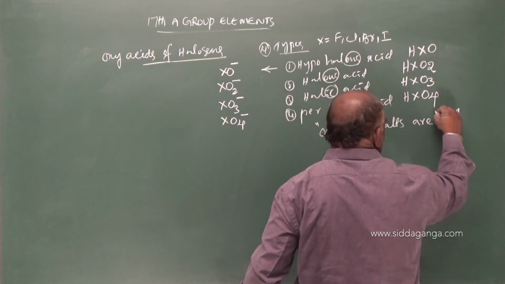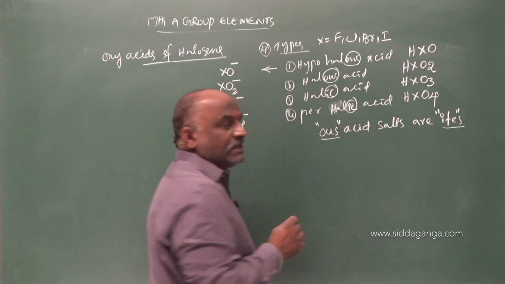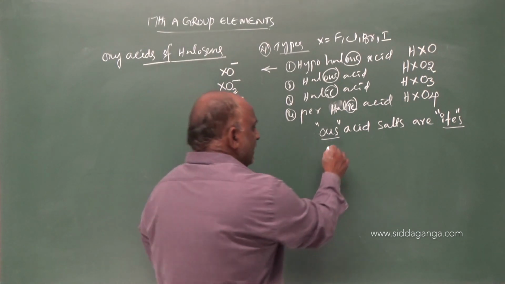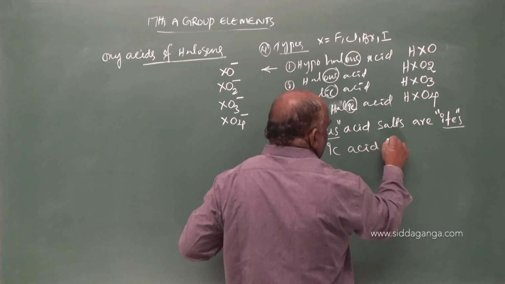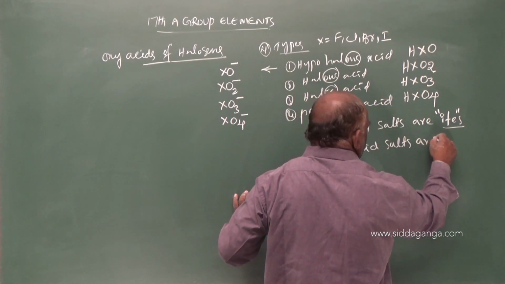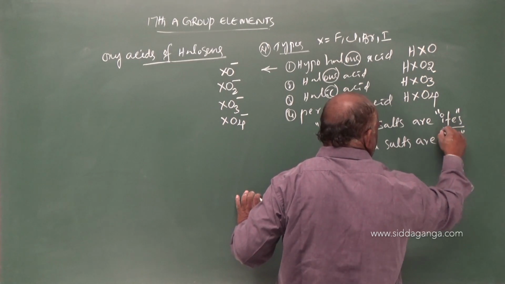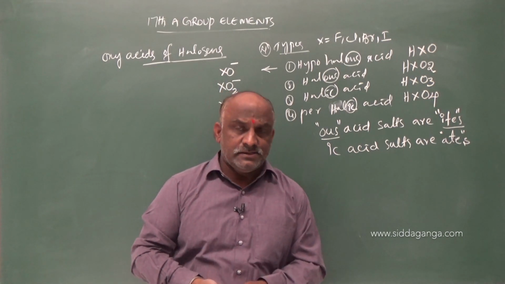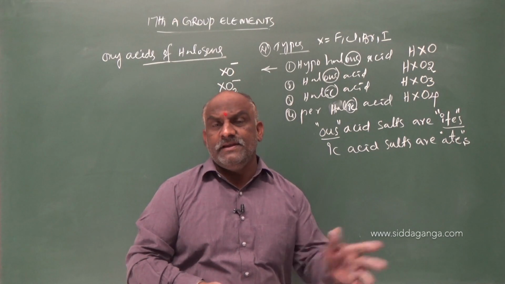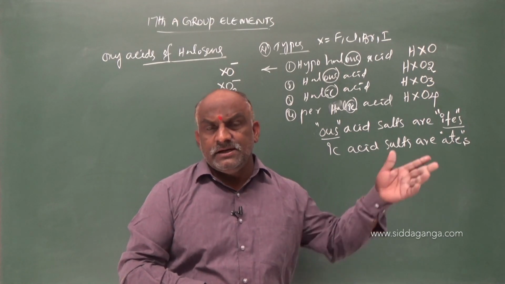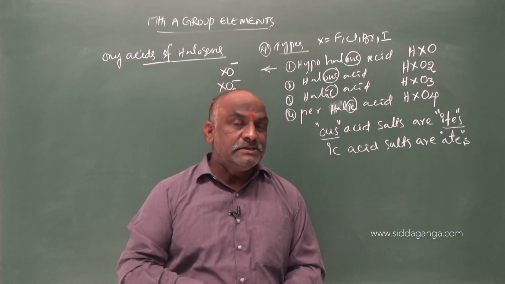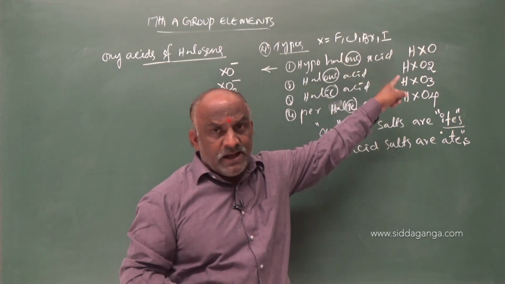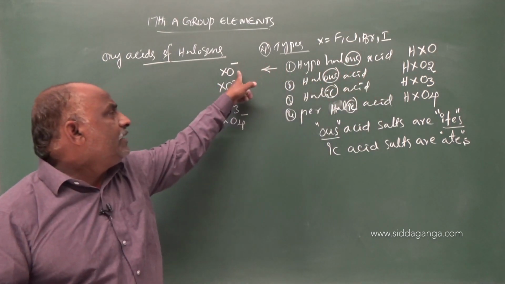OUS acid salts are ITES. IC acid salts are ATES. Remember, this is a basic fundamental. When these salts are formed, the acid donates H plus and the base eliminates OH minus. What is remaining is the part XO minus.